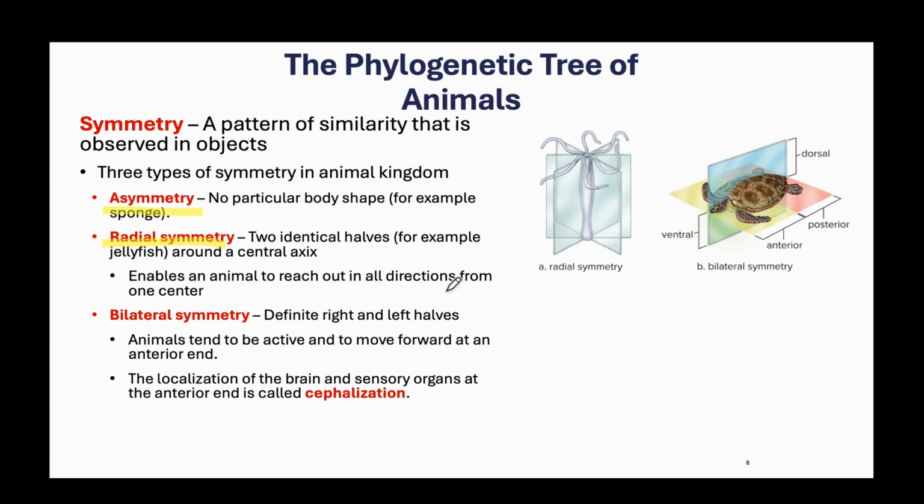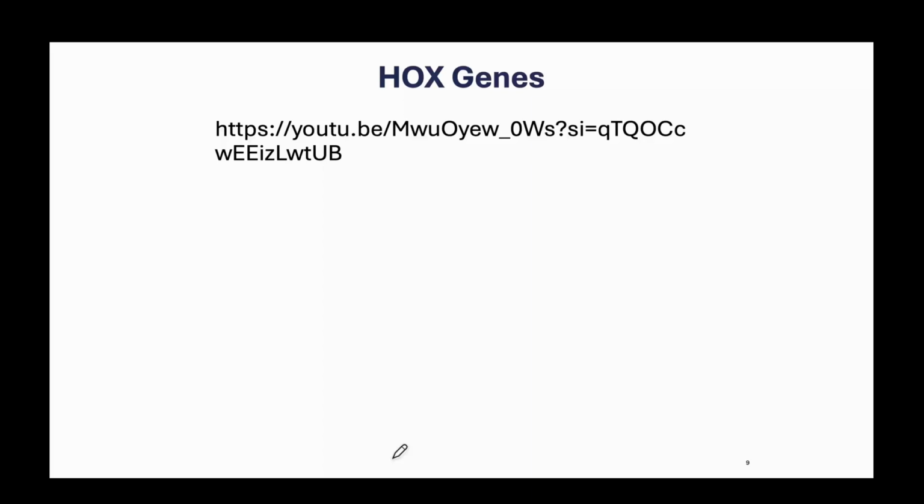This enables an animal to reach out in all different directions from one center. Then the third is bilateral symmetry, where you have a definite right and left half. Here our example is a turtle, or it could be a human being. So I would definitely note these three types of symmetry. We're going to watch this video over Hox genes, and this will describe it, and then we're going to put a few notes in.